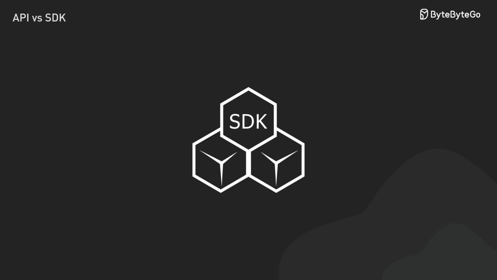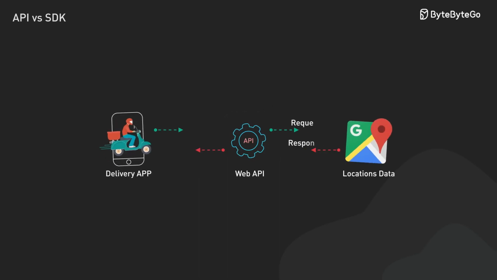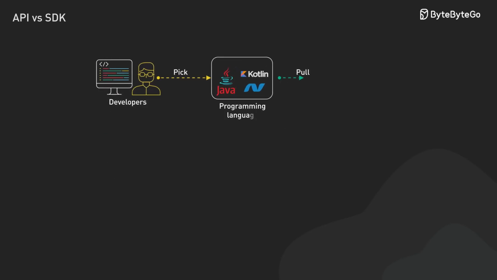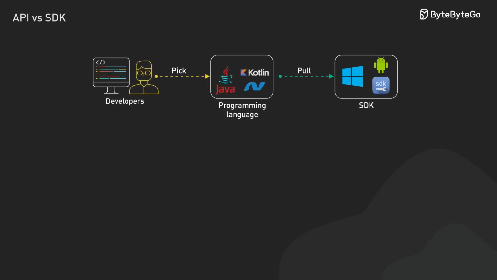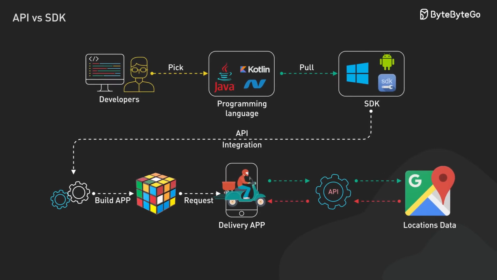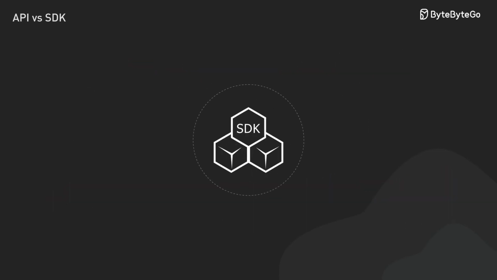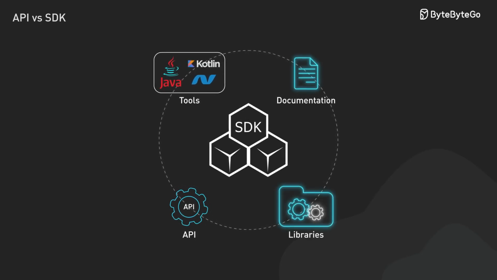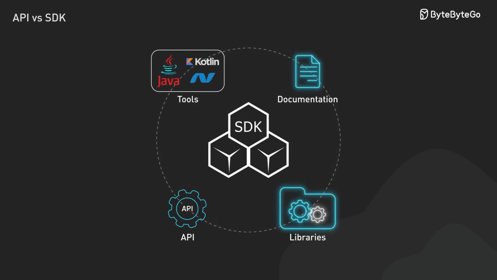Now let's shift gears to SDKs, software development kits. While APIs are the raw connection points between services, SDKs are like pre-built toolboxes that make those connections easier to use. They handle the complex technical details so we can focus on building features. An SDK is a complete package. It comes with tools, libraries, and documentation. Everything we need to build apps for specific platforms like Android or iOS.